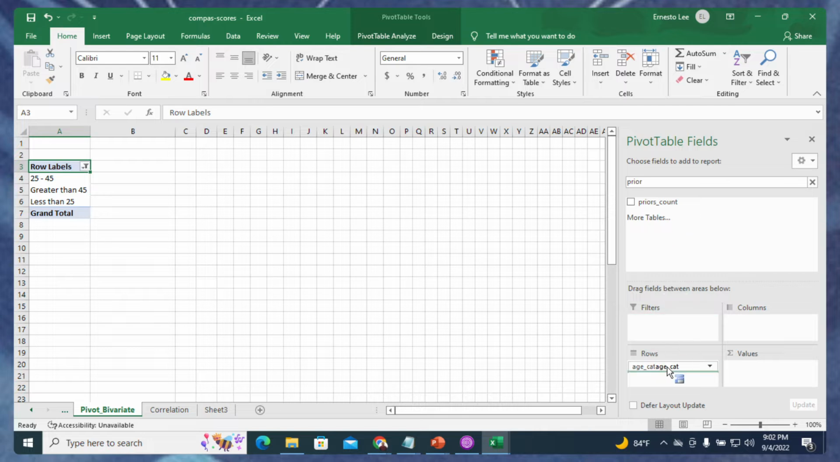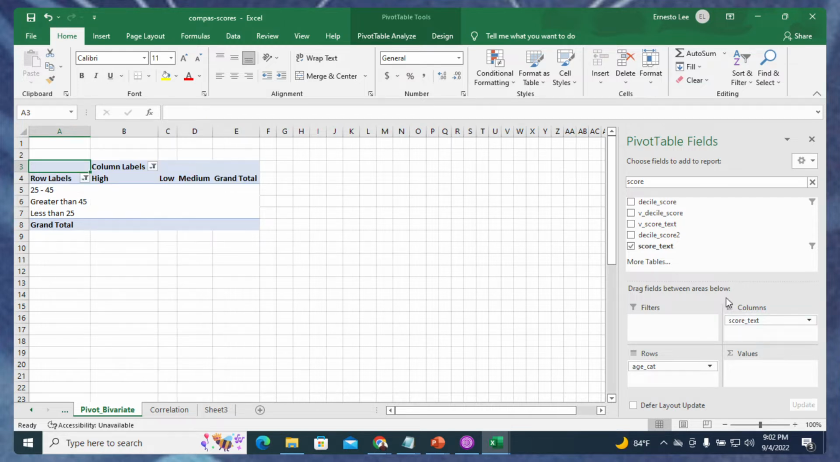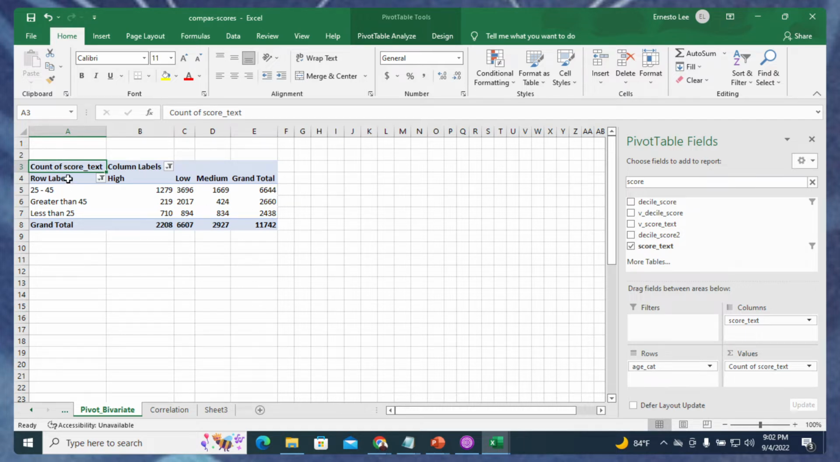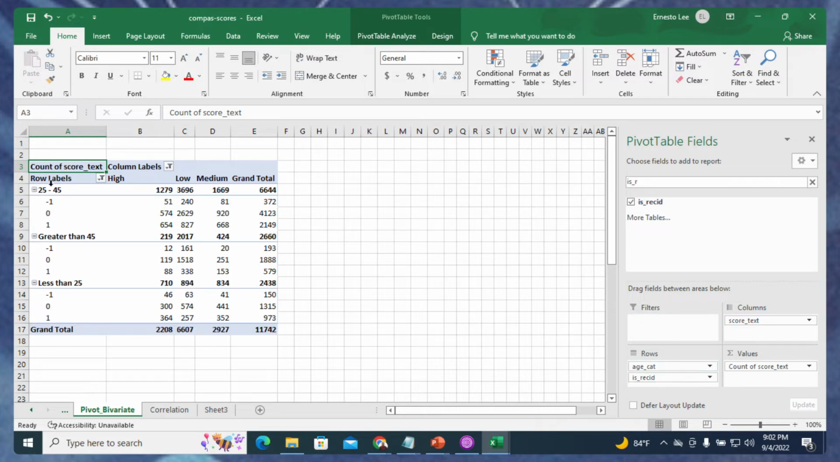And actually, I'll keep age category here. And what I'll do is I'll look at score text here for my columns. And I'll also take a look at score text for the values. And under age categories, what I want to know is whether these people actually committed another crime based on their age with respect to what the algorithm predicted. So I'm analyzing three features here.